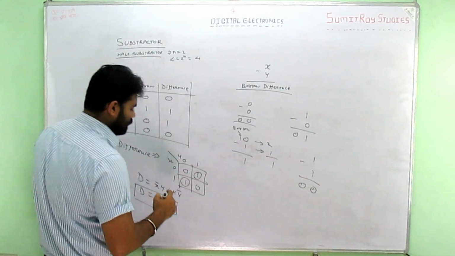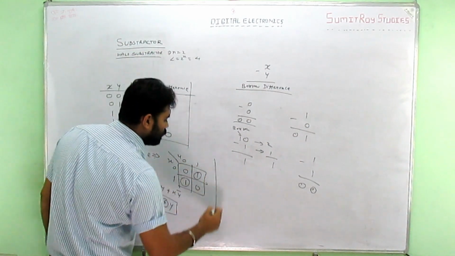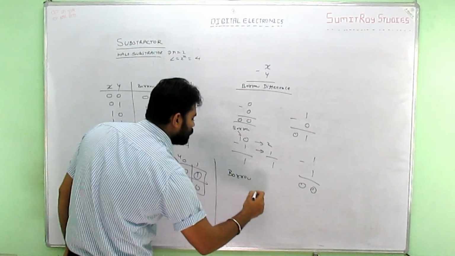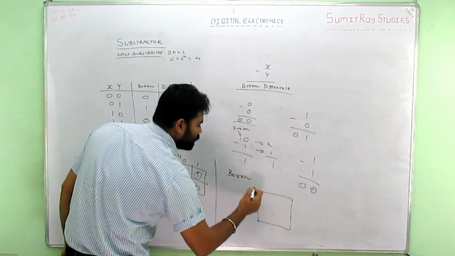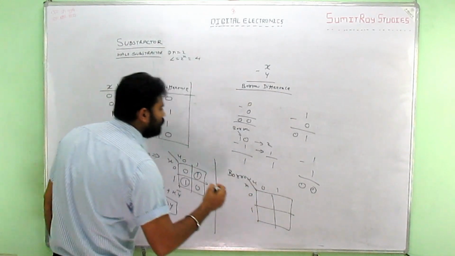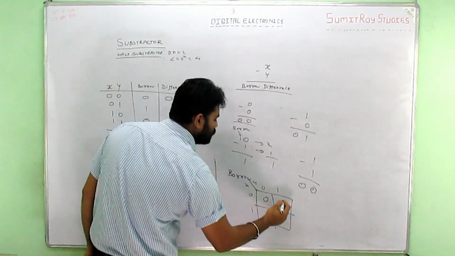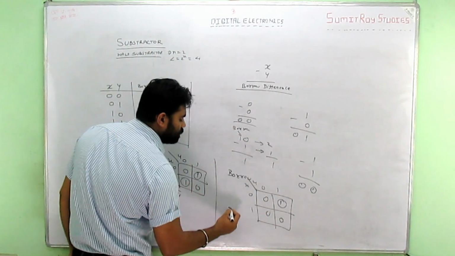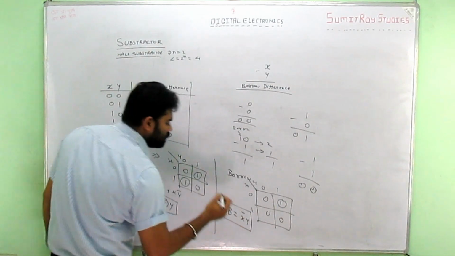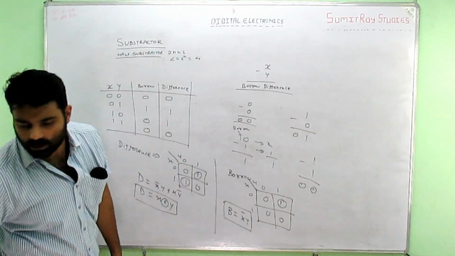Similarly, if we write the same logic for borrow, then for the borrow part, by the help of K map, it will be x y 0 1 0 1. So it is 0 1 0 0, 0 1 0 0. That is, borrow is equal to x bar y. So by this we can get the standards.